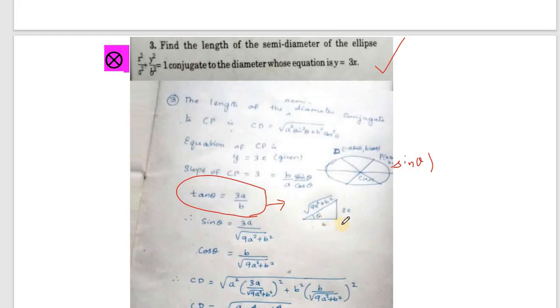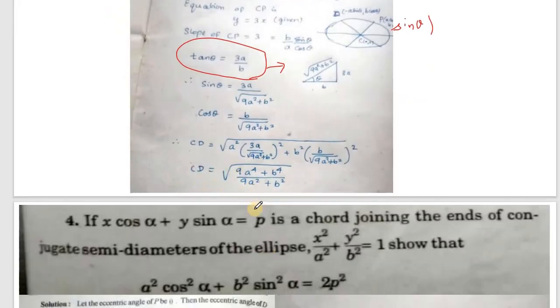If this is b and this is 3a, then the length of the hypotenuse we can easily get as the root of the sum of squares. So from the diagram, sin theta is 3a by this root and cos theta is b by this. So that is what is done here. So for CD, you'll have to substitute and simplify, and we will get this.